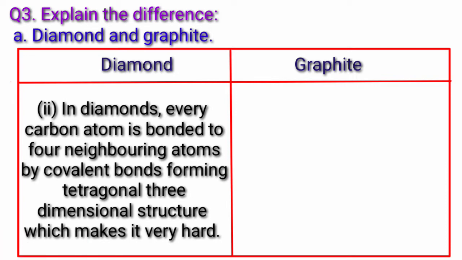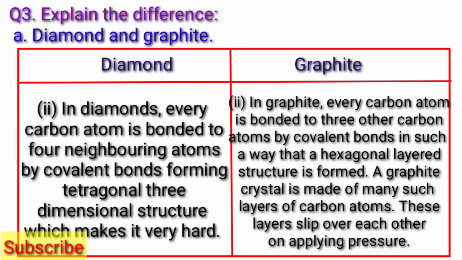2. In diamond, every carbon atom is bonded to 4 neighboring atoms by covalent bonds, forming a tetragonal three-dimensional structure, which makes it very hard. In graphite, every carbon atom is bonded to 3 other carbon atoms by covalent bonds in such a way that a hexagonal layered structure is formed. A graphite crystal is made of many such layers of carbon atoms. These layers slip over each other on applying pressure.